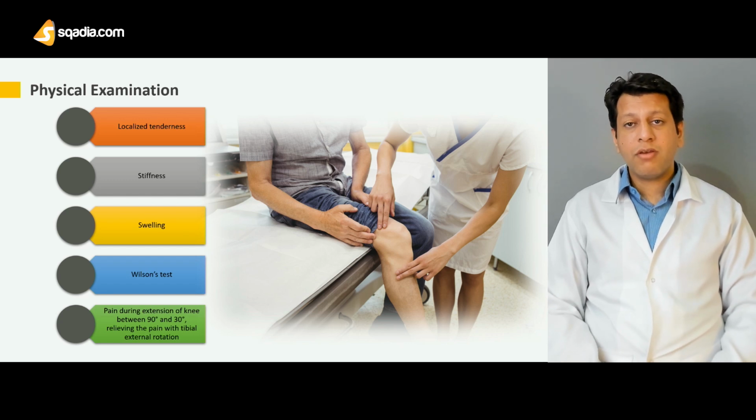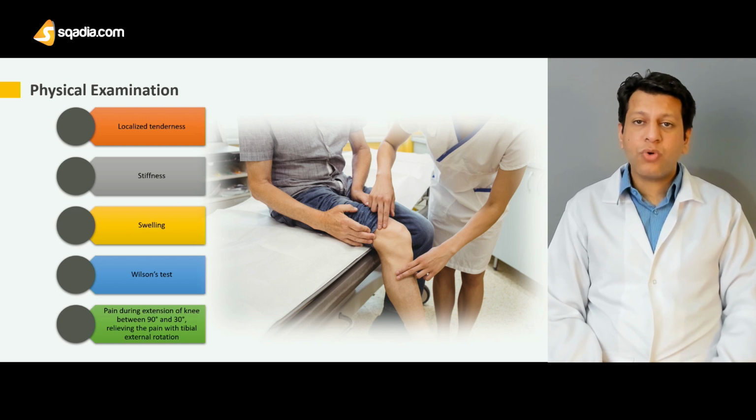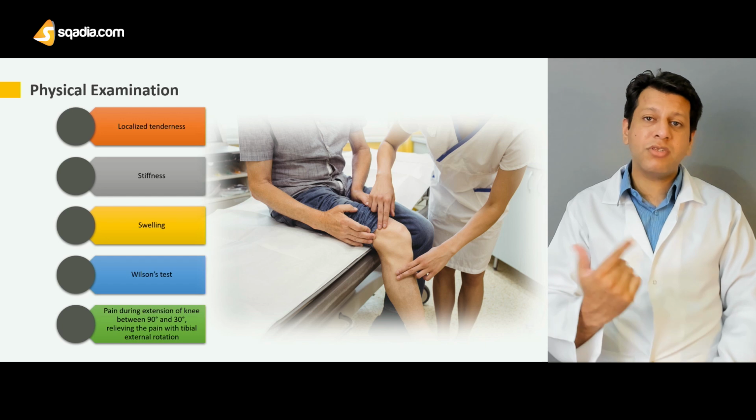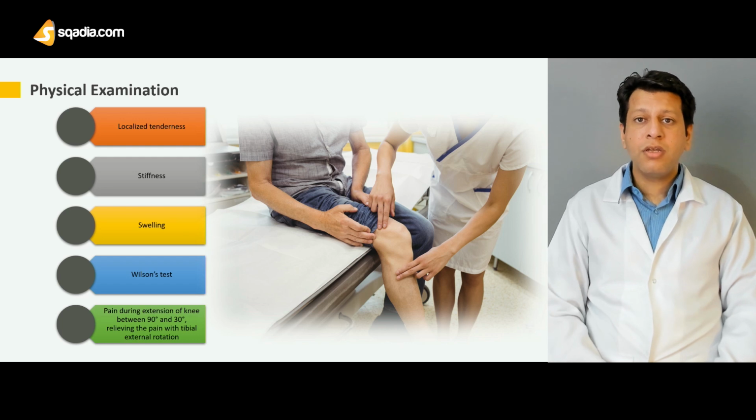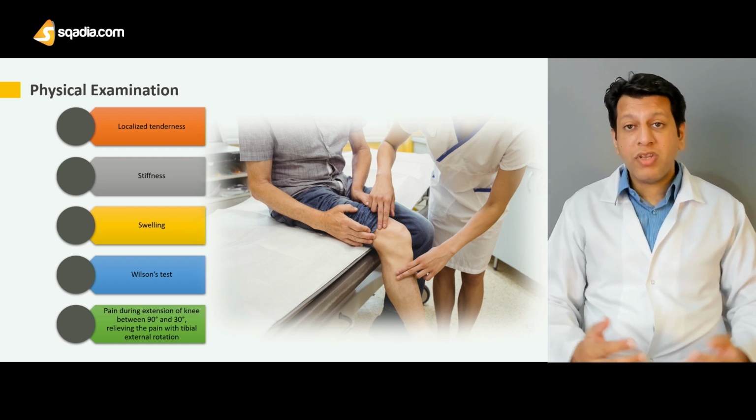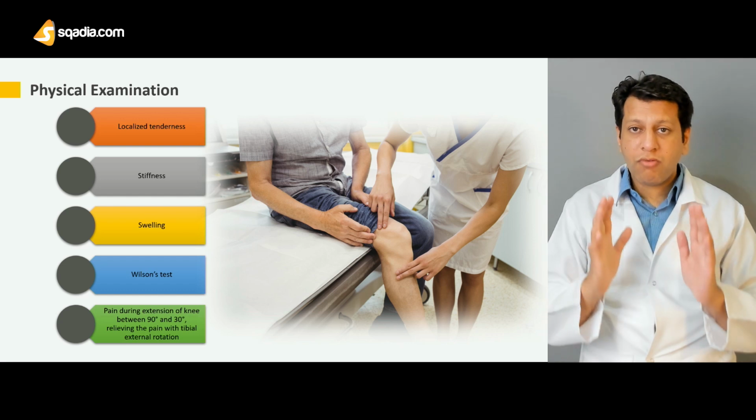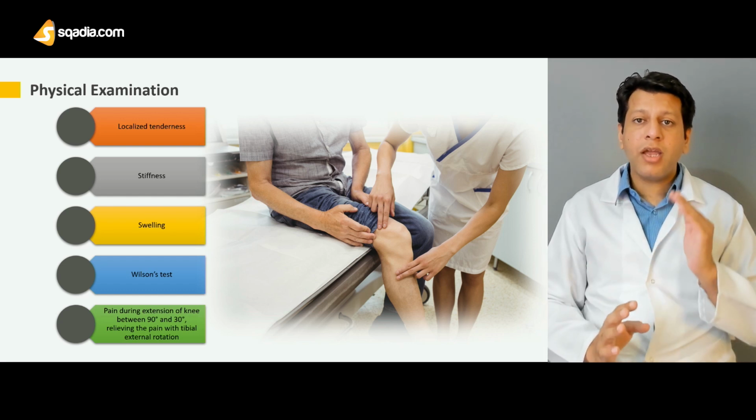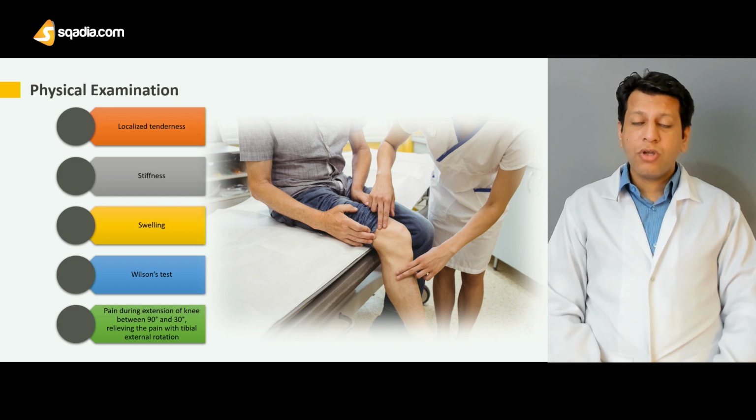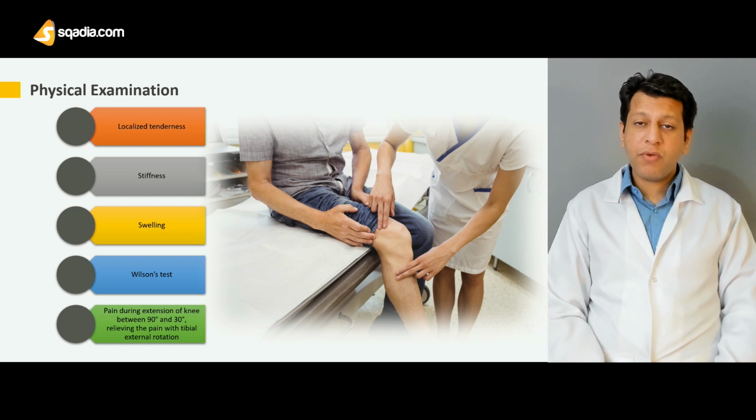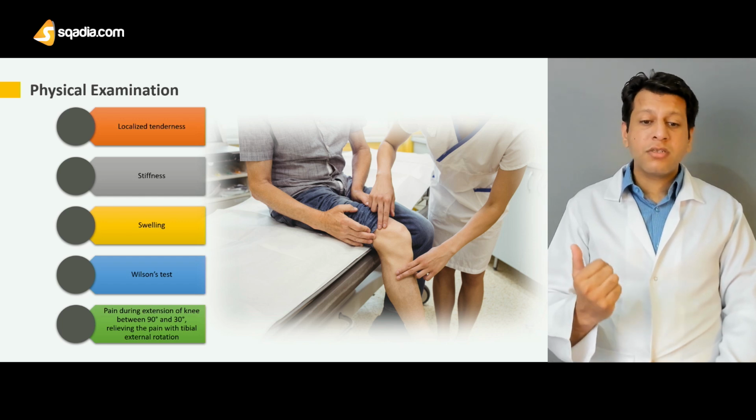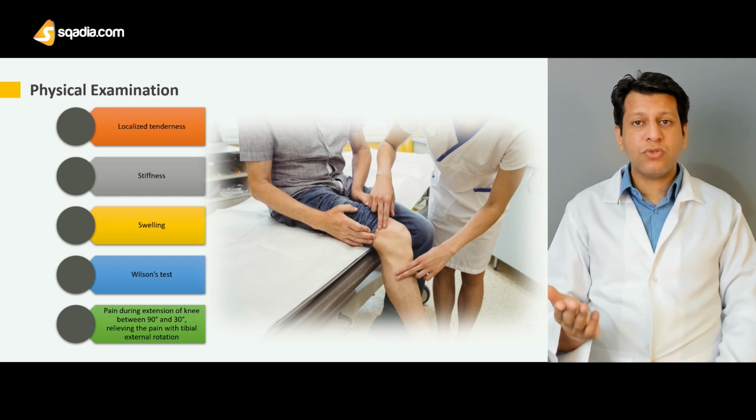But usually the Wilson test points to only one disorder, that is osteochondritis dissecans, and other differentials like meniscal injury, discoid meniscus, and medial plica syndrome can be safely ruled out. Although after a detailed history and examination, we need to have all these differentials in our mind, and we need to go for further investigations to refute the other differentials or to confirm our diagnosis. But whenever we are doing the physical examination in osteochondritis dissecans, localized tenderness, stiffness, swelling, and a positive Wilson test are usually found.